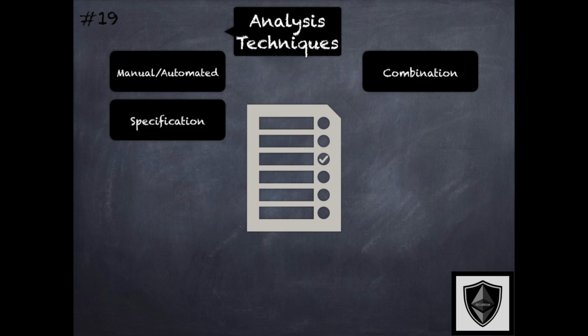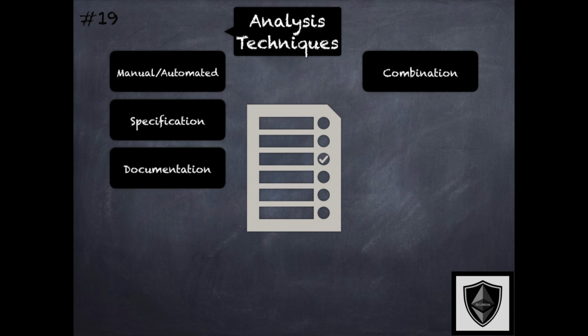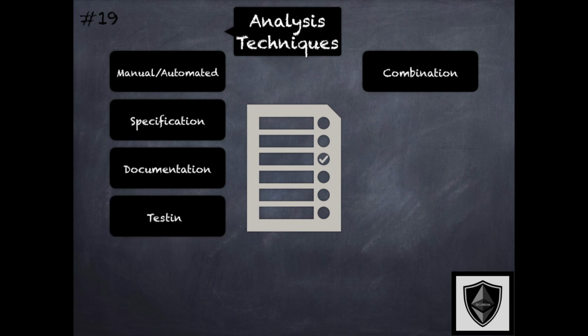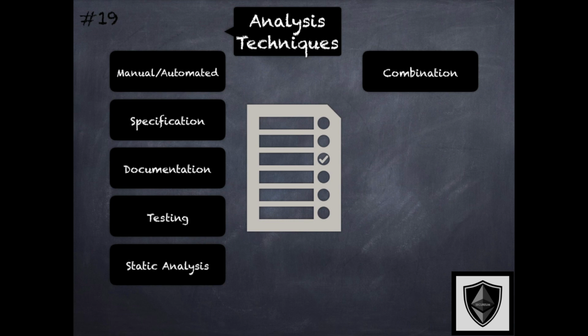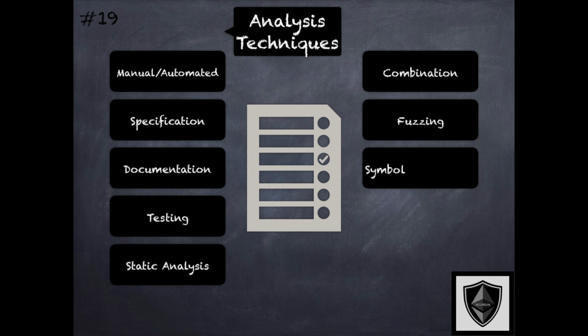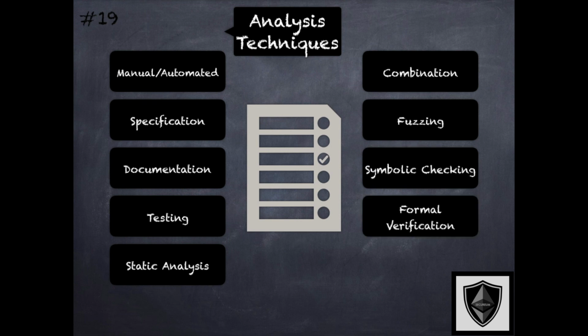There is specification analysis that is completely manual. There is documentation analysis that's also manual. There's software testing, which is automated. Static analysis, again automated. Fuzzing, an automated technique. Symbolic checking, that's also automated. And formal verification, that is automated with some level of manual assistance. And finally, there is manual analysis that is entirely manual. Let's discuss each of these categories in some detail.